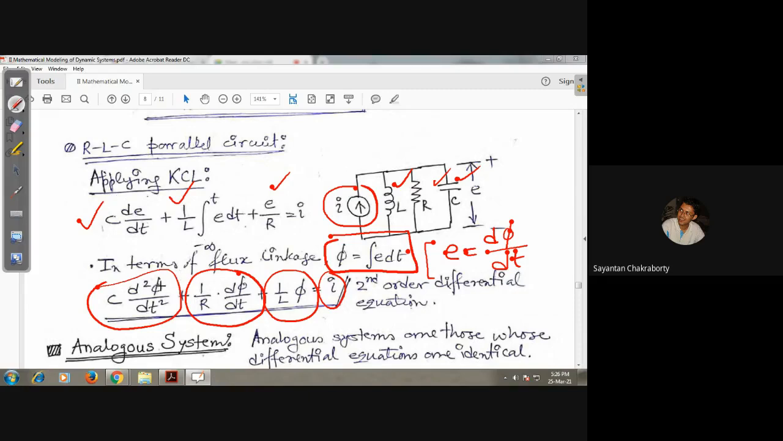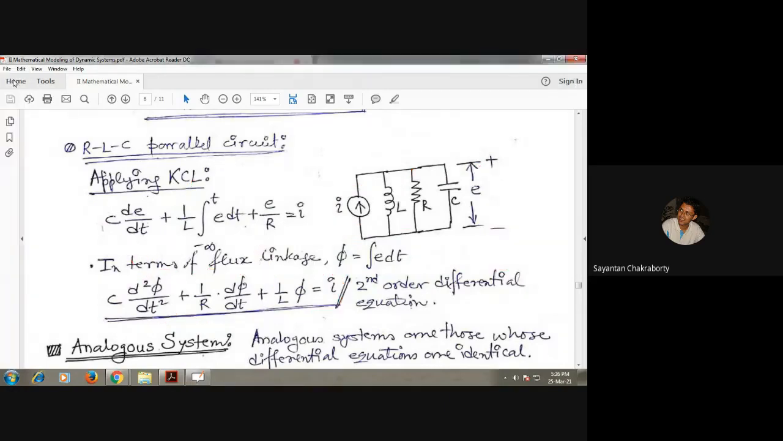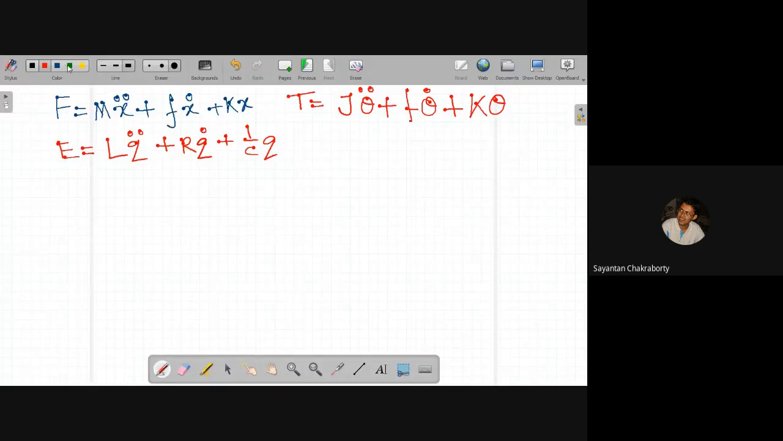Just we replace E by d phi dt and the integration of E dt by phi, right? So this will lead to this. If we write down that particular expression now, you can write the forcing function representing capital I is equal to C phi double dot plus 1 by R phi dot plus 1 by L phi.